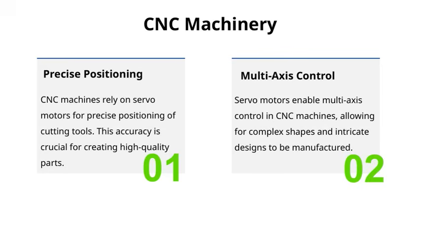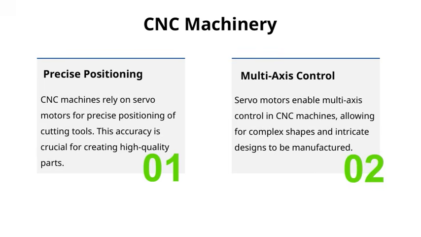Let's take a closer look at CNC machinery and how servo motors play a vital role in their operation. The key here is precise positioning. CNC machines depend heavily on servo motors to control the movement of their cutting tools with remarkable accuracy. This level of precision is essential because it directly impacts the quality of the parts being produced, ensuring they meet exact specifications and standards. Now, moving on to multi-axis control, this is where things get really interesting.